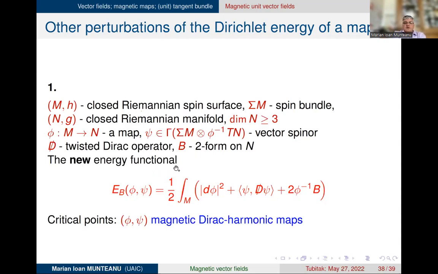They call it the new energy functional. So it is the energy plus this part which plays the role of a potential, and the critical point of this new functional is called the magnetic Dirac harmonic map.